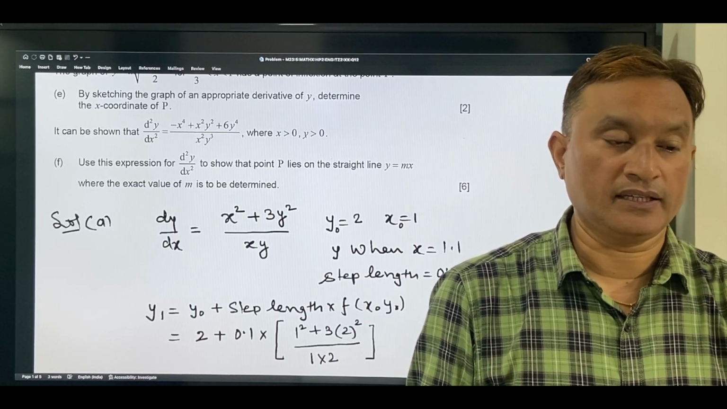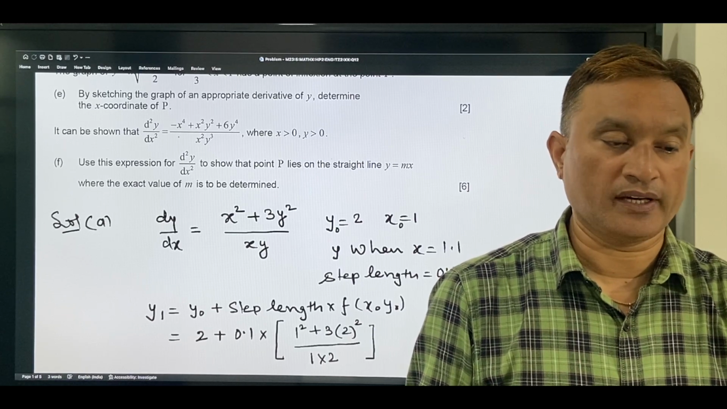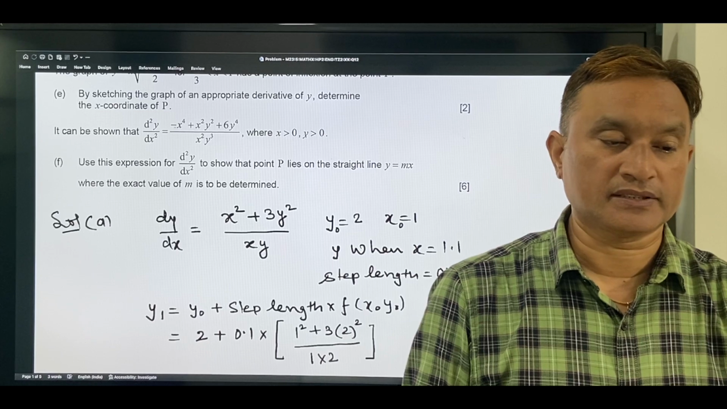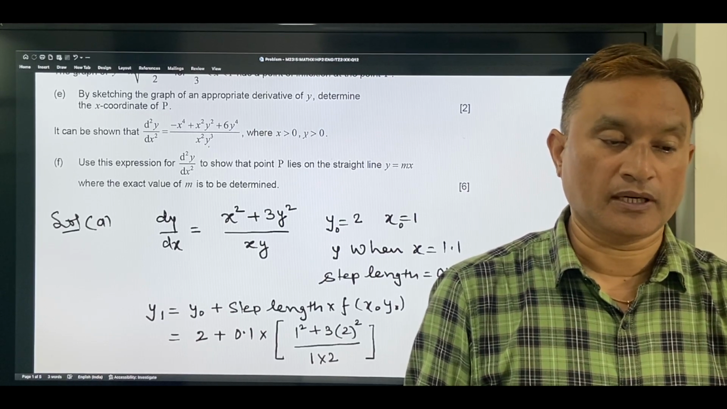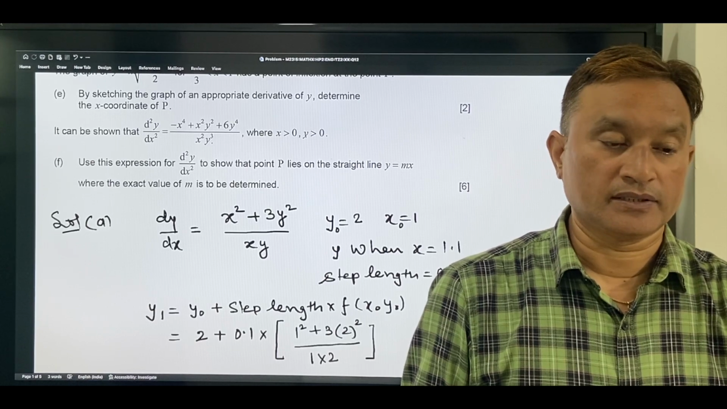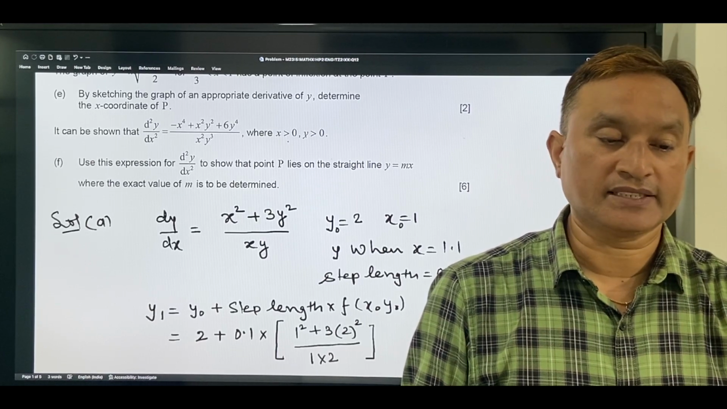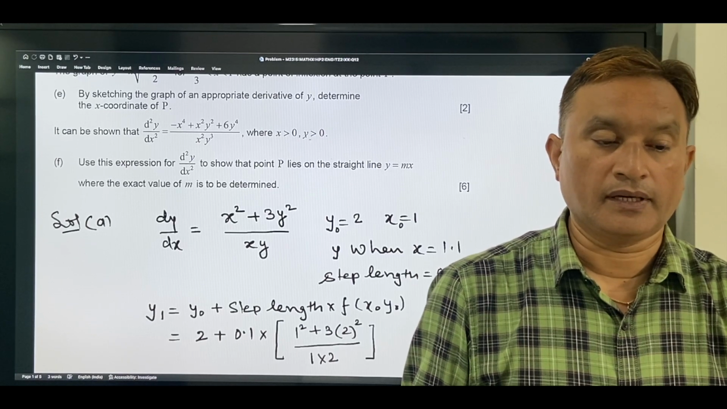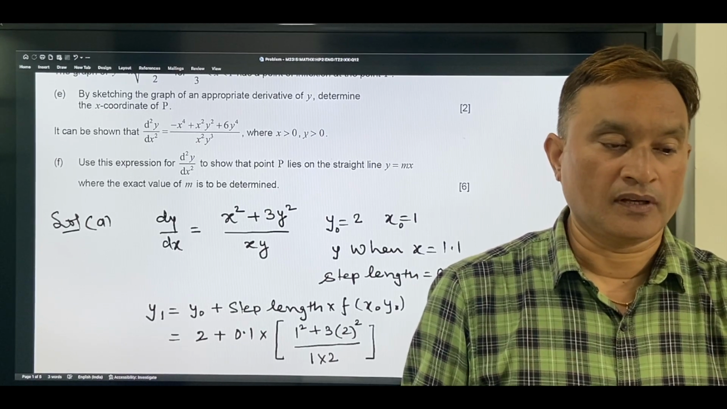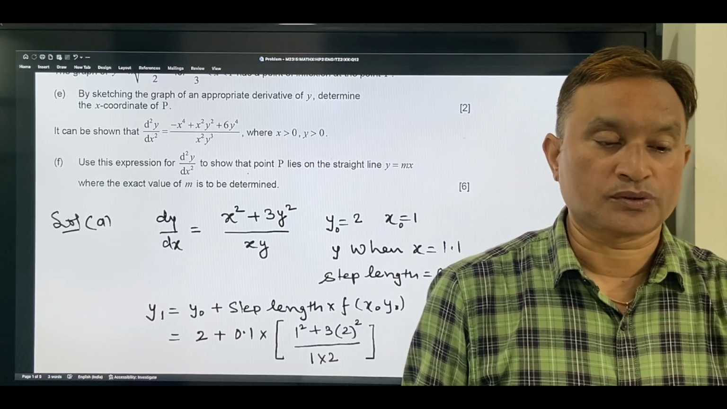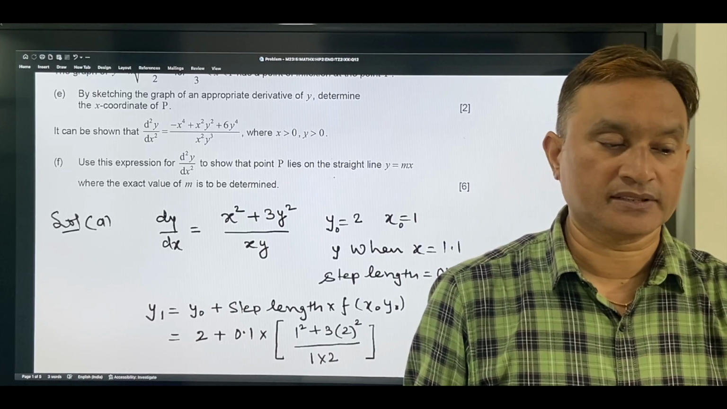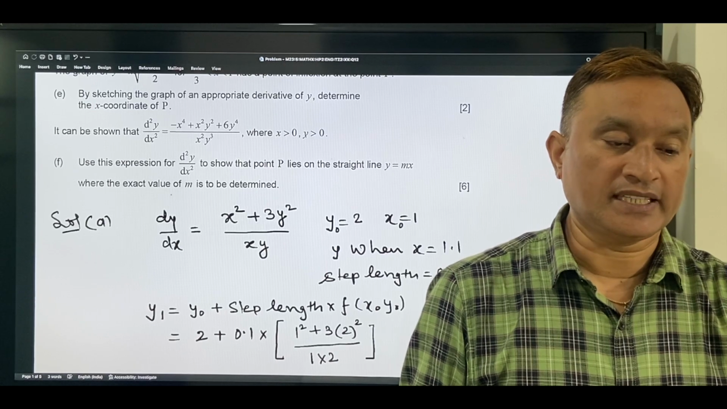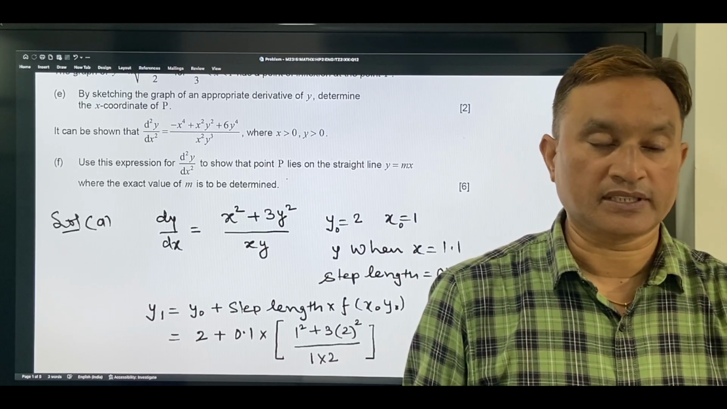It can be shown that d2y over dx square equals to minus x power 4 plus x square y square plus 6y power 4 upon x square y power 3, where x is greater than 0 and y is greater than 0. Using this expression, show the point P lies on the straight line y equals to mx, where the exact value of m is to be determined.